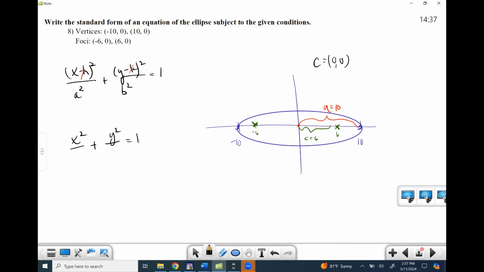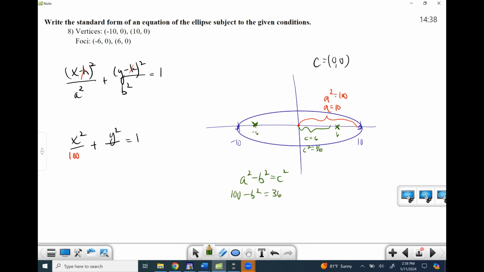Now we know a equals 10, so that means that a squared equals 100, 10 times 10. So we can go ahead and put 100 into our problem. But notice at this point, we're missing the b squared. No problem. We can just use our a squared minus b squared equals c squared. We can plug in our a squared. Now we never did square c, but if c is 6, then c squared must be 36.